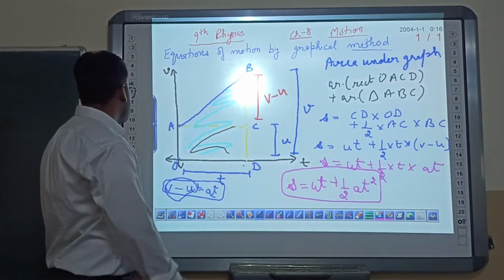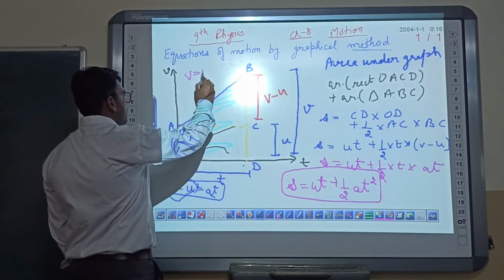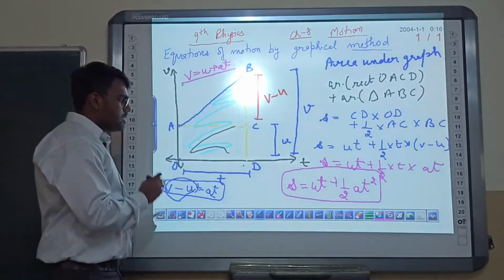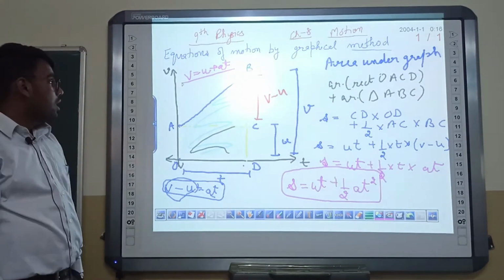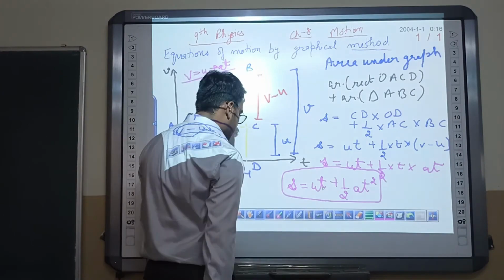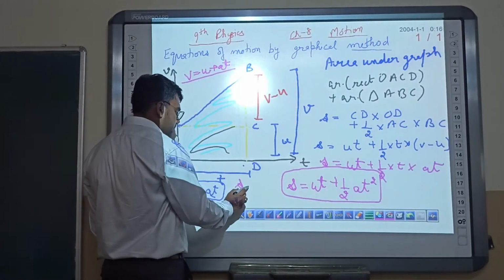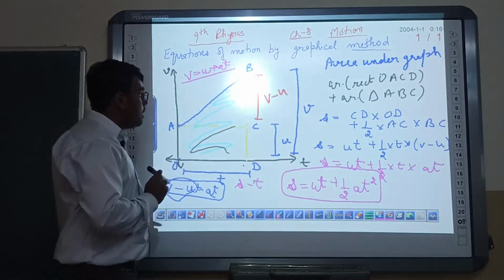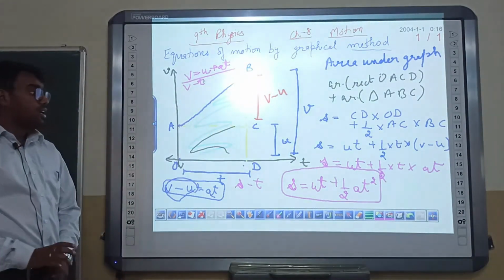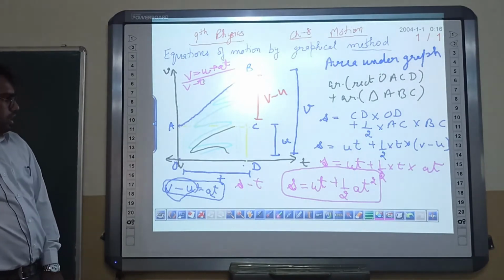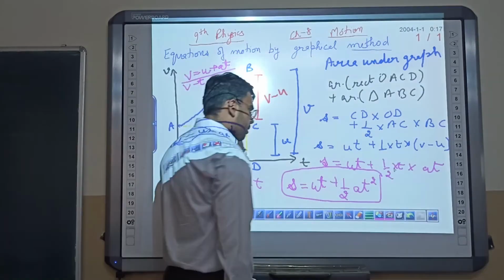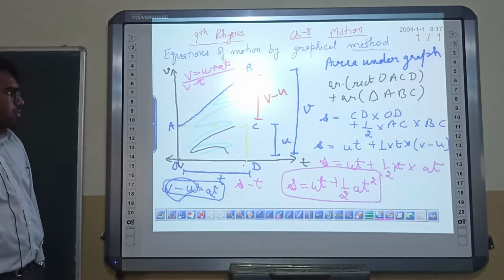What was the first equation of motion? That was V is equal to U plus AT. Second equation is S is equal to UT plus half AT square. We call it position time relation, or we can say displacement time relation. First equation was velocity time relation, second is displacement time relation. This is the derivation of the second equation of motion.